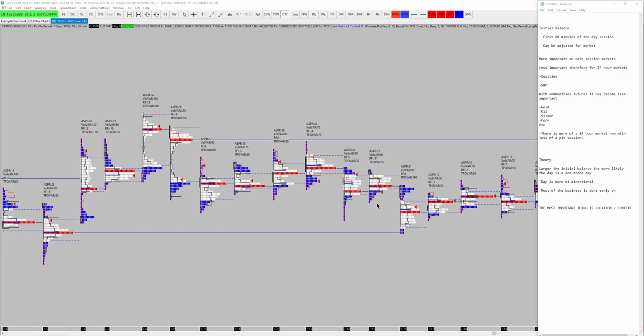The theory is that the larger the initial balance, the more likely that the day is a non-trend day. The idea is that most of the business is being done earlier in the day. The day is going to be more bidirectional after that, more likely to range, more likely to be balanced. And it's all relative though, so you have to be able to discern based on what is the standard expected range for a day within a market with relation to that initial balance.